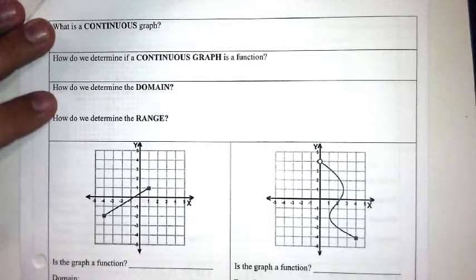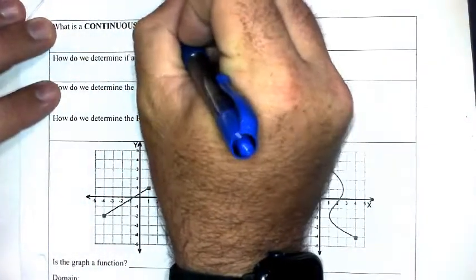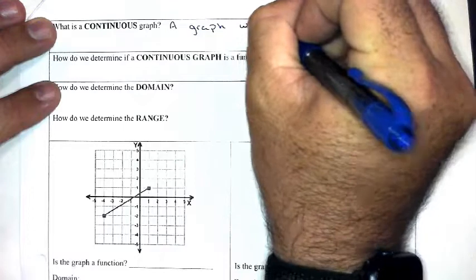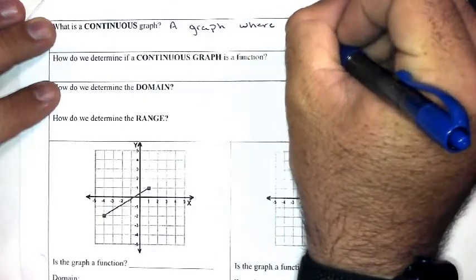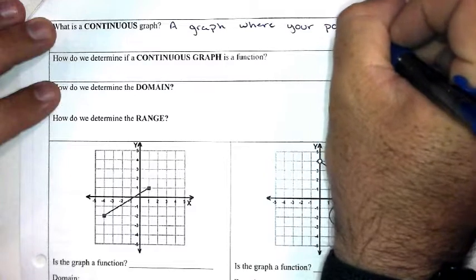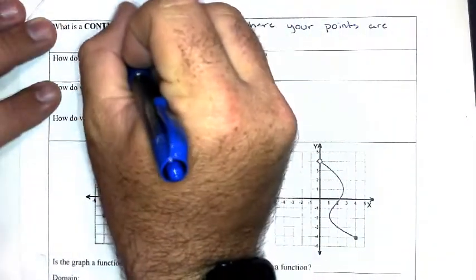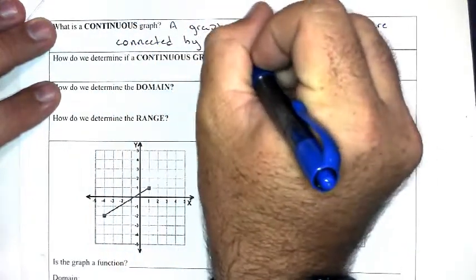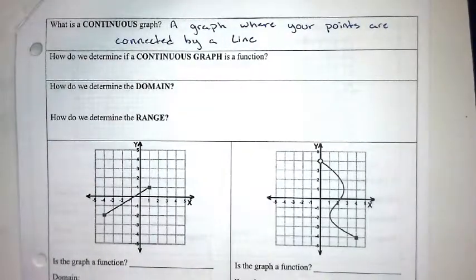is a graph where your points, aka your ordered pairs, are connected by a line. So how do you know a graph is continuous? The points are connected by a line. Now that line could be like in the shape of a V, it could be the shape of a U, a C, an N, an S, a 5. Doesn't matter. If there's a line on the graph, it's considered continuous. Okay?